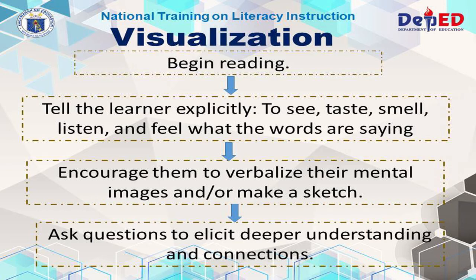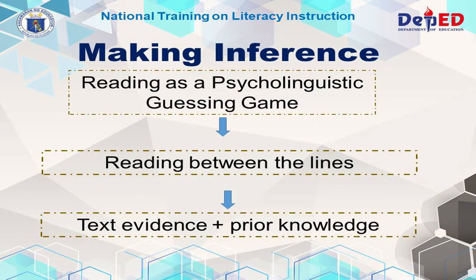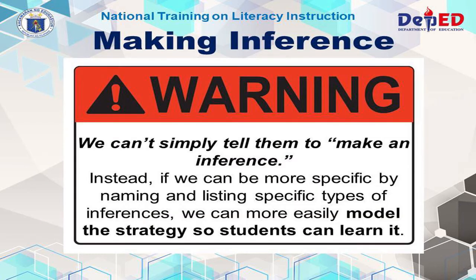That's why I chose this: visualization, making inference, questioning, leading to the tone and mood. Okay, we'll see later. Now, making inference, you know this? Recap again. It's based on the idea that reading is a psycholinguistic guessing game. Okay? It is about the interaction of thought and language. And because it's a guessing game, we want to read between the lines. There is some information that is not directly stated. So we have to figure it out using this formula: text evidence plus prior knowledge.